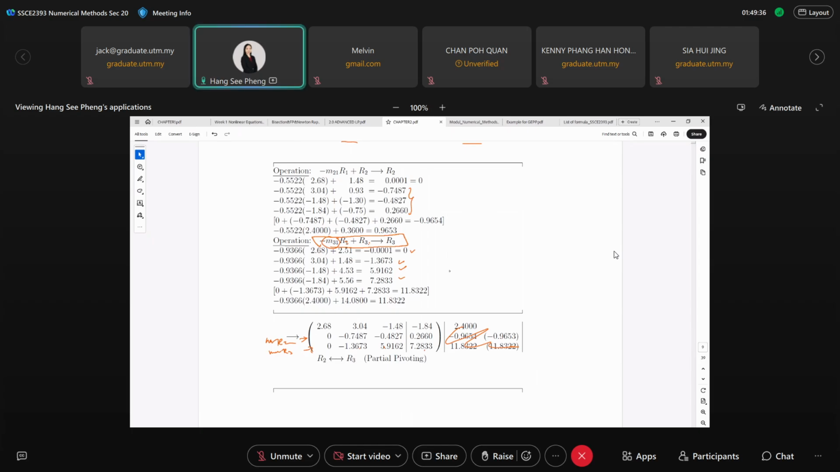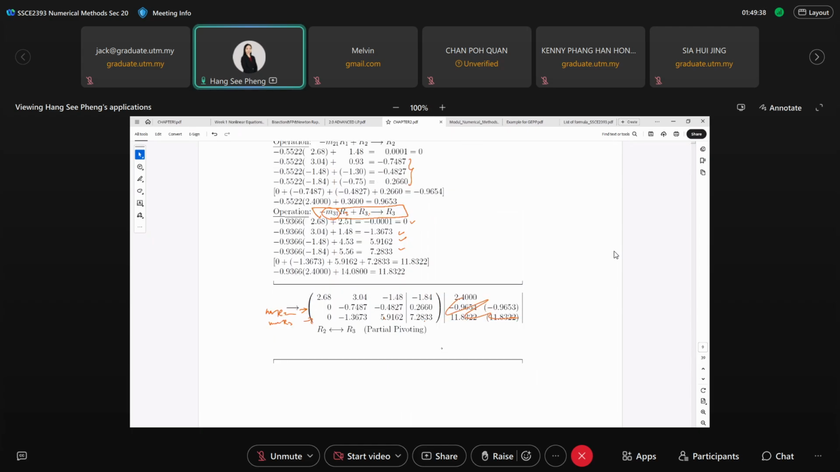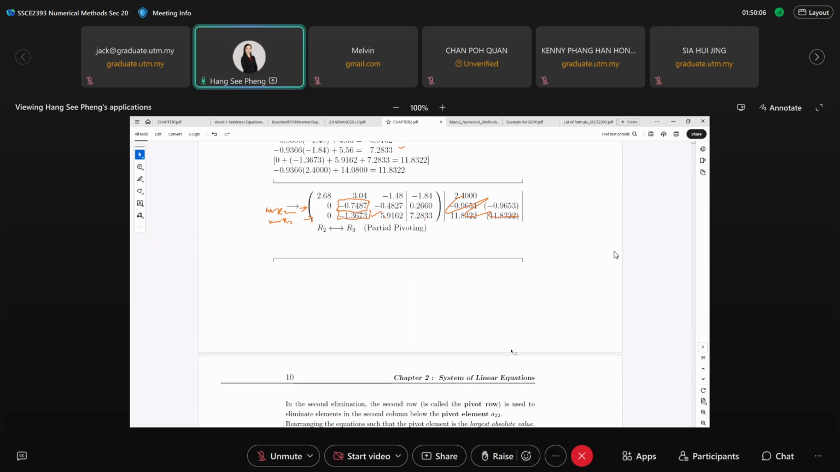Now, coming to these steps, we know the next step is to reduce it to 0. But before we calculate M32, we have to double check. Now the pivot element should be located here. Compare it with the element below it. Which one is the absolute largest? Of course, it's this one. So we need to do the row interchange: R2 interchanges with R3.